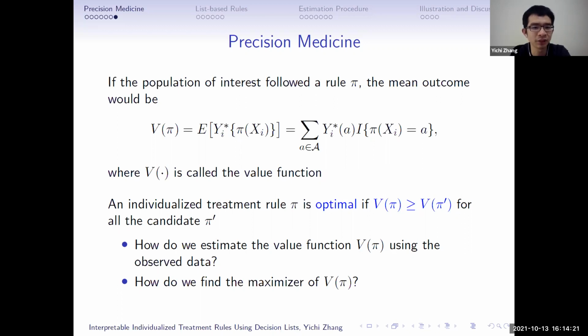To estimate the optimal individualized treatment rule, we need to address the following two questions. The first one is that we should be able to estimate this value function V of pi using the observed data. Currently, we can see that the value function is defined using potential outcomes, which is not observable. So we need to express the value function using observed data. And then we will also need to identify the maximizer of this value function.